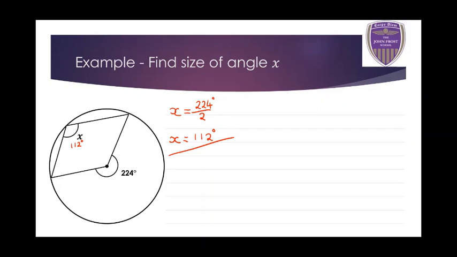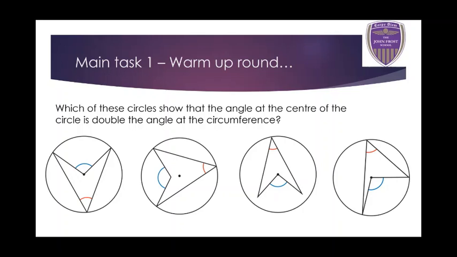So here comes the main task, or main task 1 for today, or the first part of main task 1 actually. So pause the video and have a think, which of these circles show that the angle at the center of the circle is double the angle at the circumference? Or worded a bit simpler, which of these circles can we use the rule that we've just learned on? Okay, so pause the video, see what you think.